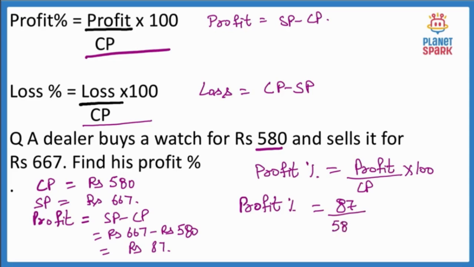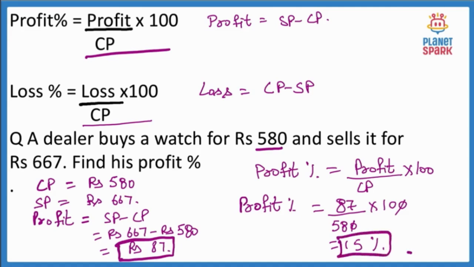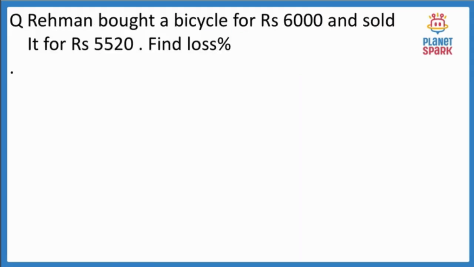Further, we are going to simplify. We are going to reduce it to the simplest form. After reducing to the simplest form, we'll get the answer as 15%. So the dealer has made a profit of 15%. Remember, to calculate profit percent, we should know the profit amount and the cost price. So this was the question related to profit percent. Now let's discuss a question related to loss percent.